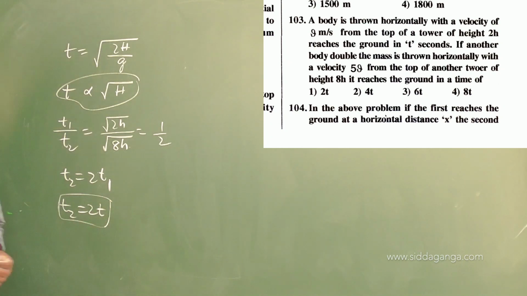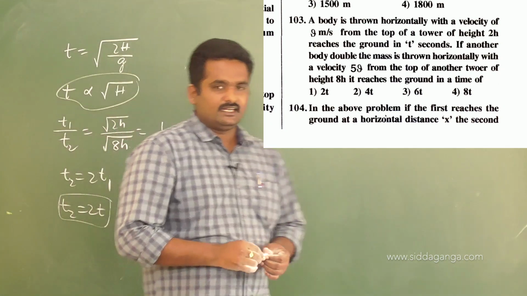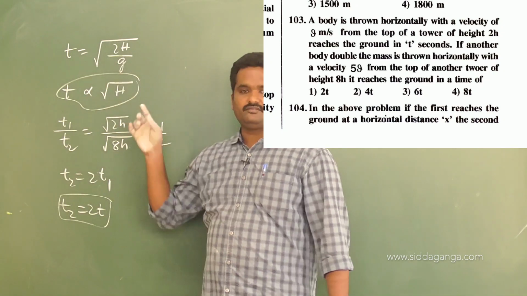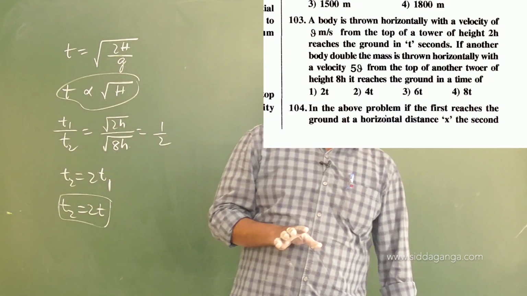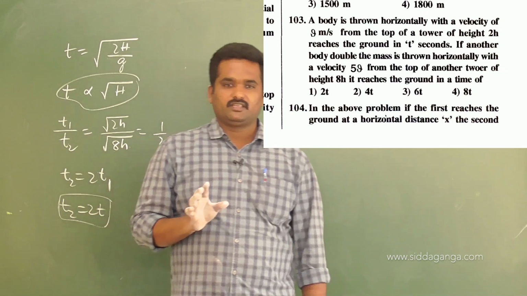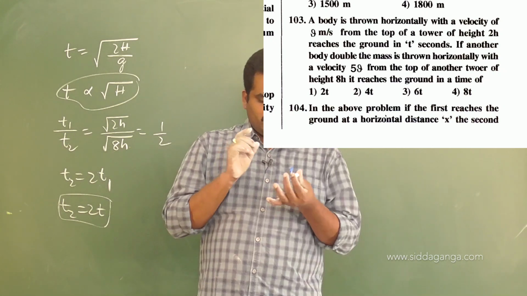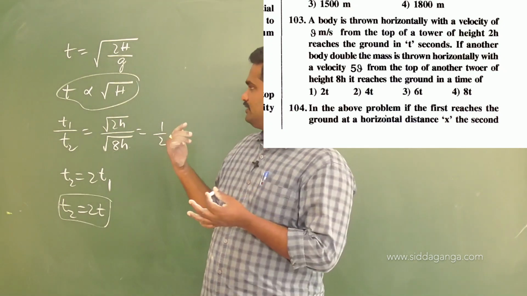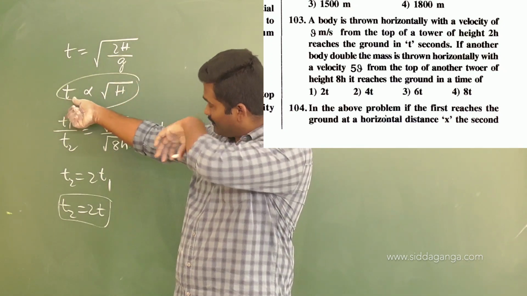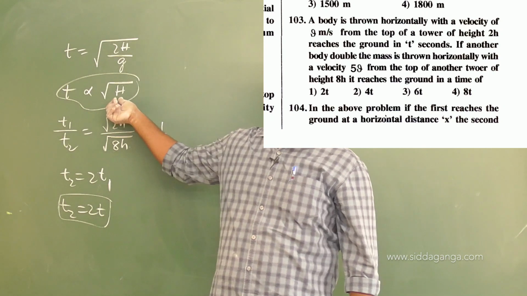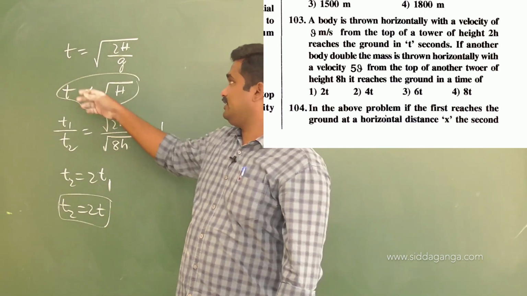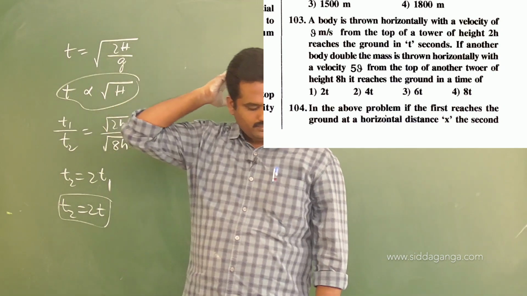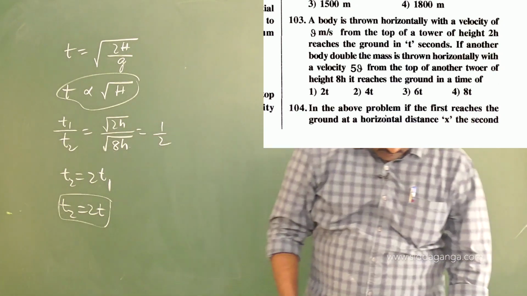Remember, in case of horizontal projection, the time of fall is independent of mass. Anywhere we are not going to bother about the mass of the projectile, keep it in mind. Time depends only on h, it doesn't depend upon the velocity of projection, and mass also it is independent. So this is about problem number 103 here.